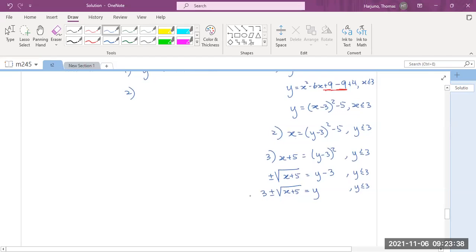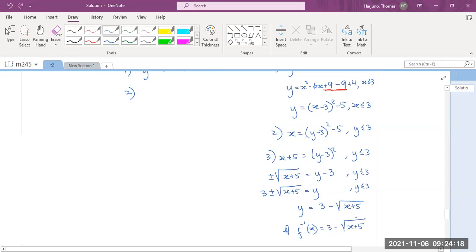That implies we can only take the negative branch, because 3 plus something positive will be more than 3 for y. That's not what we want. So putting things together, we get y equals 3 minus, not the plus part, minus the square root of x plus 5. That's our fourth step. f inverse of x equals 3 minus the square root of x plus 5.